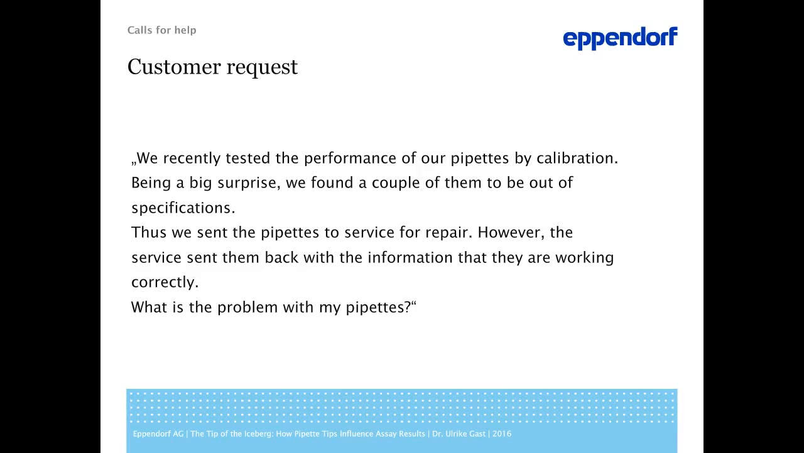From time to time, Eppendorf gets calls for help like this one: we recently tested the performance of our pipettes by calibration. Being a big surprise, we found a couple of them to be out of specifications. Thus, we sent the pipettes to service for repair. However, the service sent them back with the information that they are working correctly. So what is the problem with my pipettes? Now, I checked the performance of these pipettes using the customer's setup. The calibration result was the following.